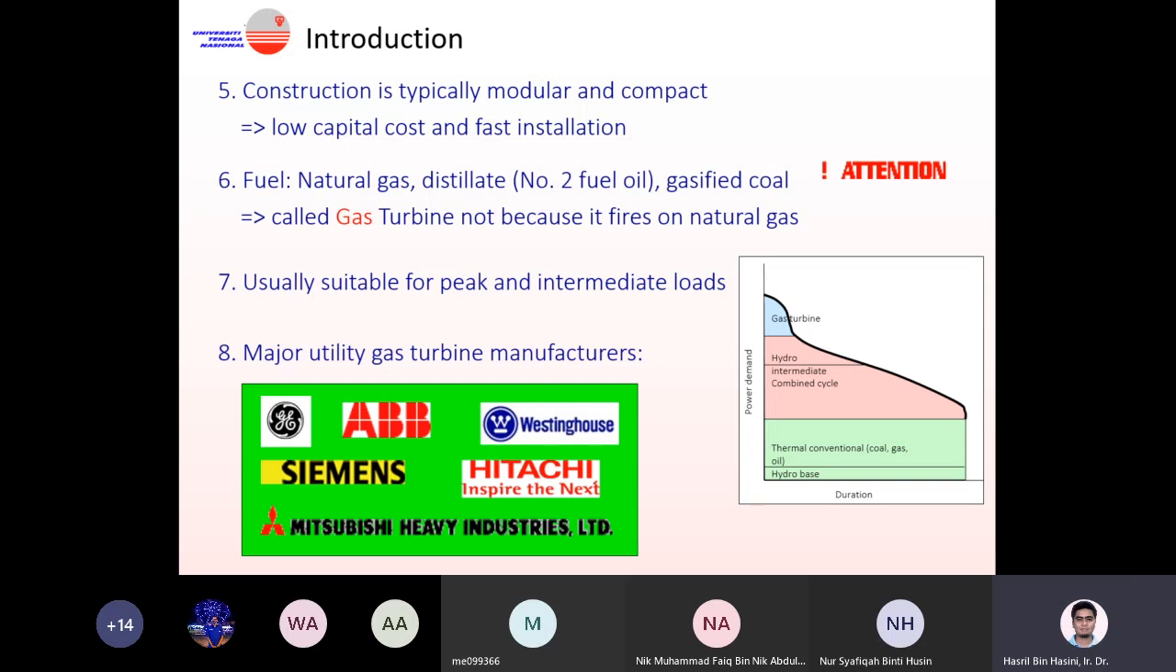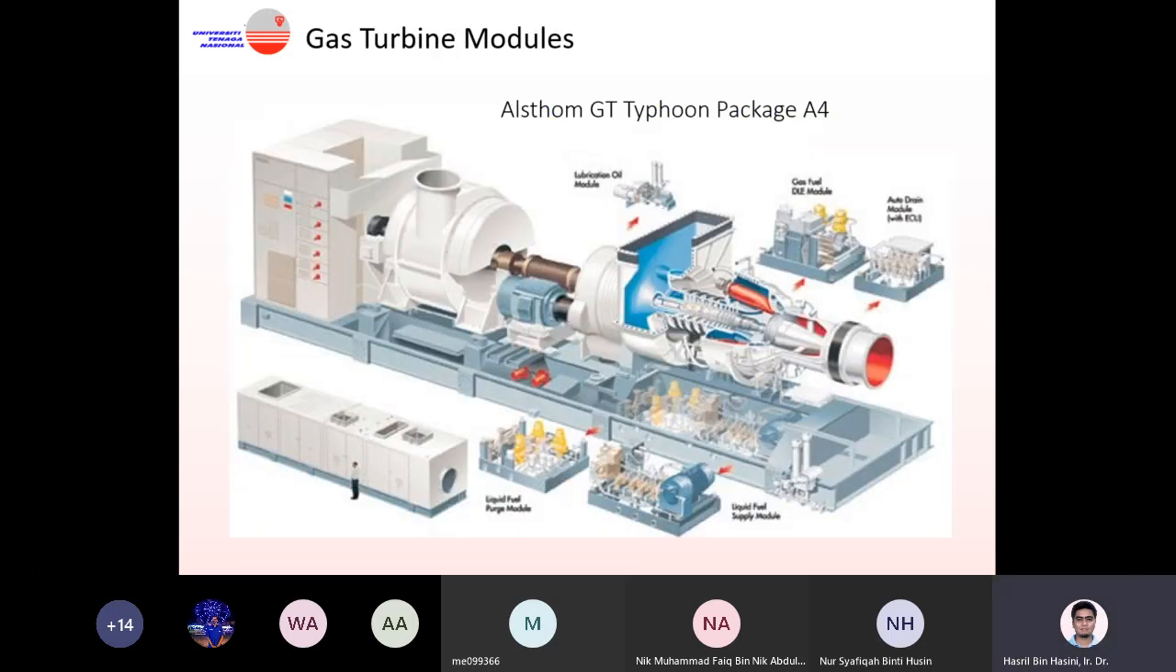The reason is that the fuel used in the gas turbine is very expensive, so we don't want to treat the gas turbine as the base load. Then the capacity is smaller compared to the steam turbine. We have many major manufacturers of gas turbines. You can have GE, ABB, Siemens, and many other players. This is a typical illustration of the gas turbine module.